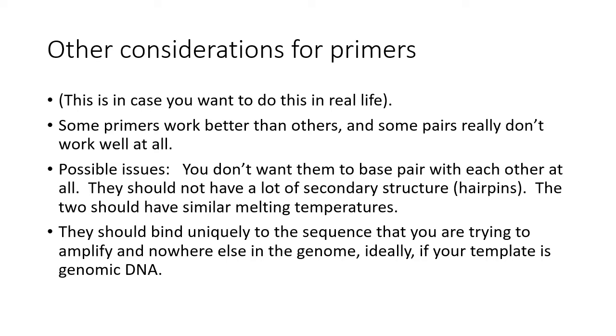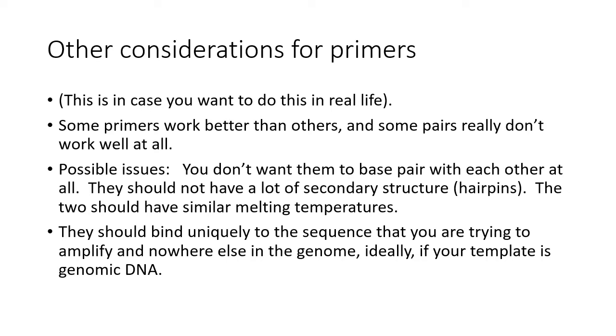Okay, so it's not all as simple as all that, because not all primer pairs work very well. And this is not something you need to worry about for this class, but in case you're worried about this in real life, you certainly don't want the two to base pair with each other. That would be bad. Then you make a big primer rather than an actual PCR product. They should not have a lot of secondary structure. If they have a lot of internal base pairing, they might prefer to do that rather than to hybridize to the template, which is what you want it to hybridize to.